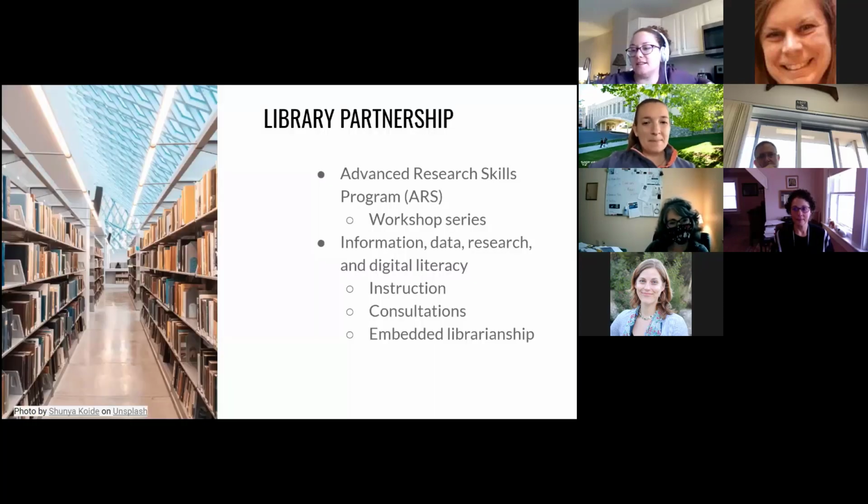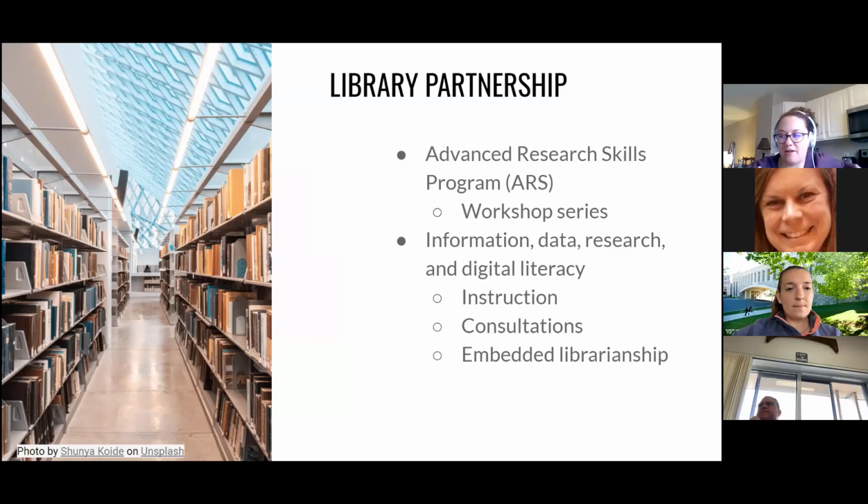So looking at the collaboration, that library partnership, as you might expect, partnering with the library, as a librarian, of course, I'm going to say this is always a great idea. But I think for the instructors and for the students, everyone really benefited. At the start of this course, the library was already offering a co-curricular workshop series called the Advanced Research Skills Series. I might call it ARS. And that really helped to introduce students to information, data, research, digital literacy. Plus, we were doing other traditional types of library support: instruction, consultations, collection development, embedded librarianship.